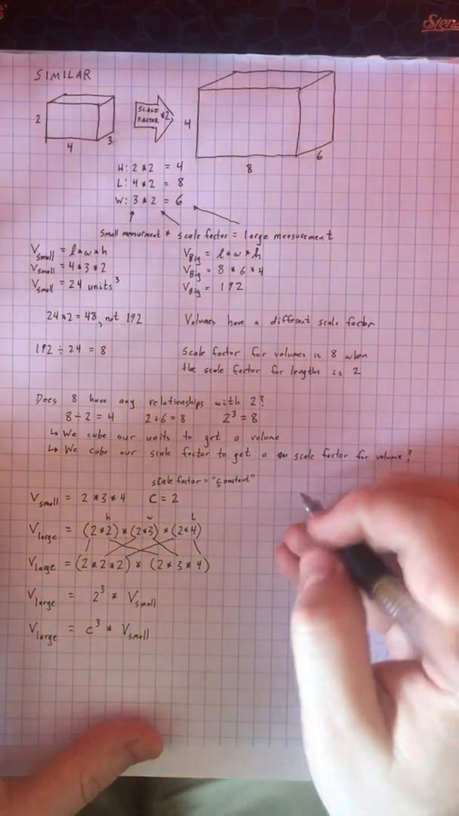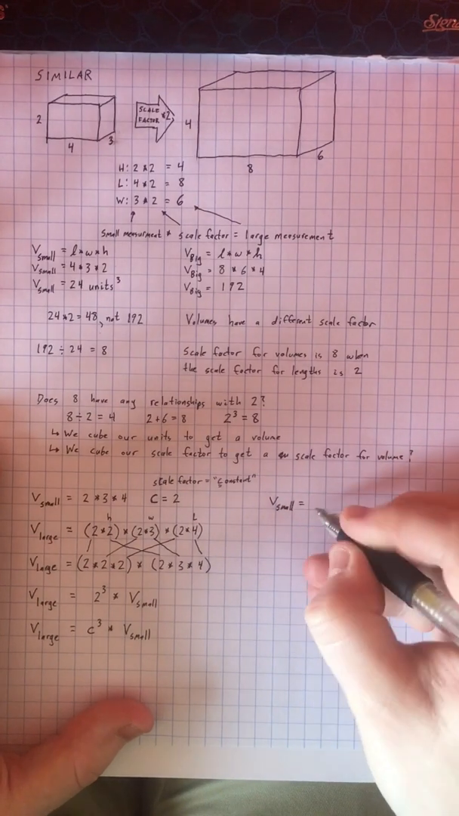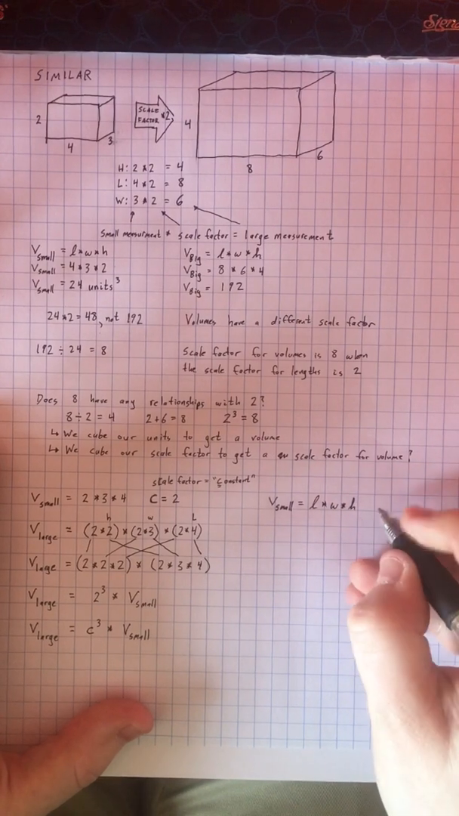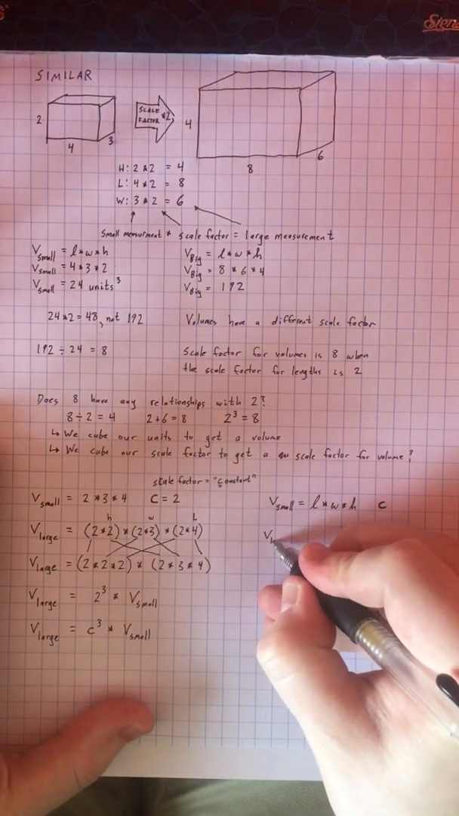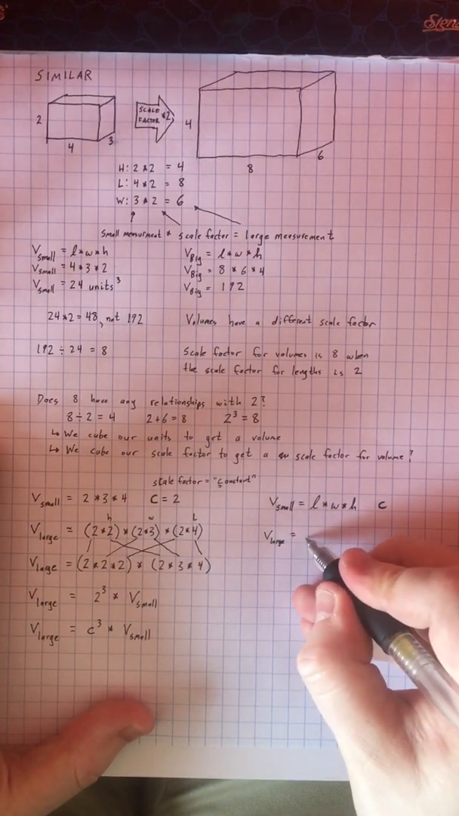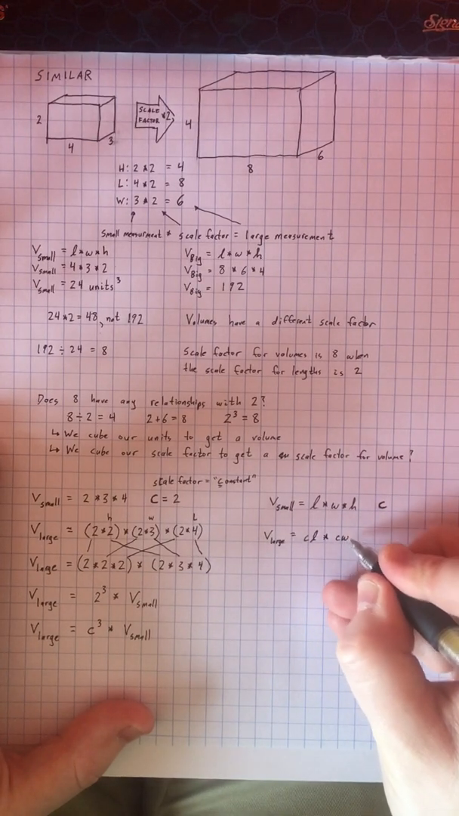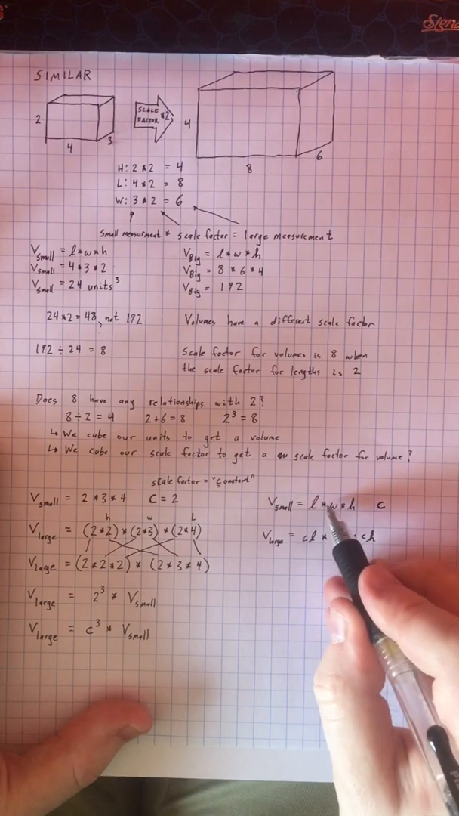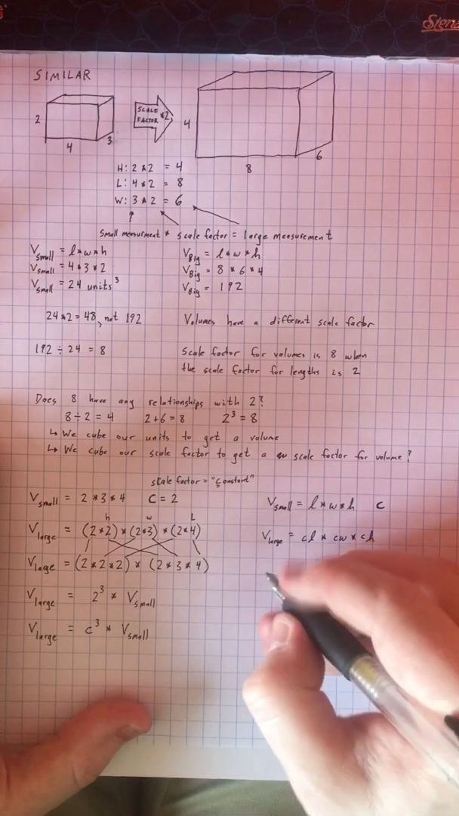Let's see if that works if we keep things generic. What if instead of a specific box, I have a generic box? Has a length of L, has a width of W, has a height of H. And my scale factor is going to be C. My larger box that got scaled up with a scale factor of C should have a volume of C times L times C times W times C times H. I scale up each of the dimensions for the smaller box to get the dimensions of the larger box. I multiply those 3 dimensions together to get the volume of the larger box.